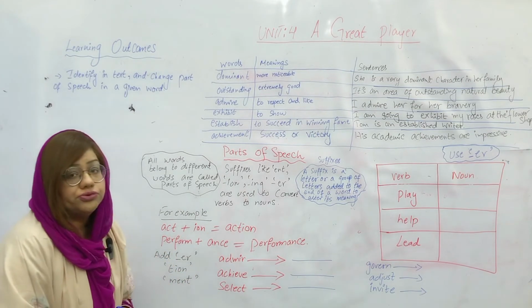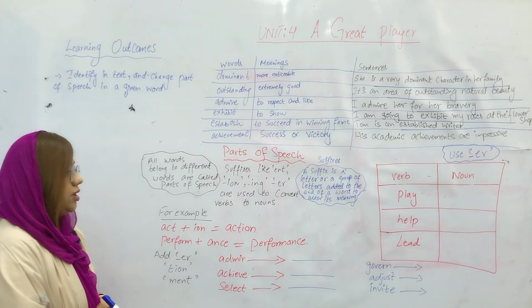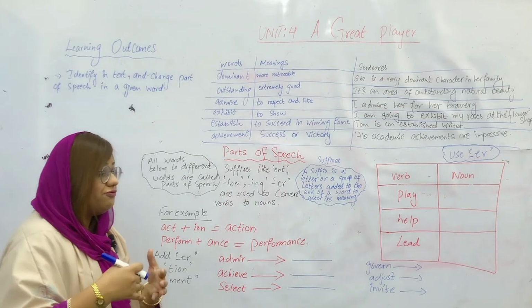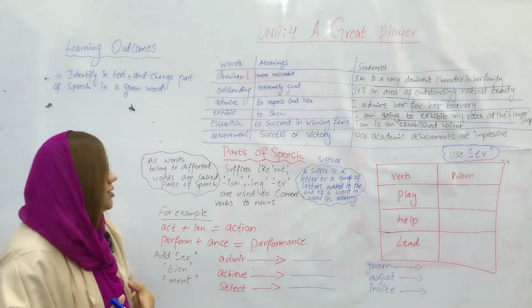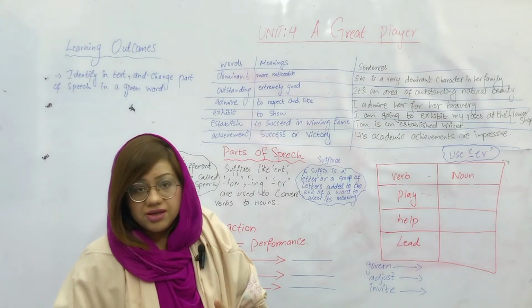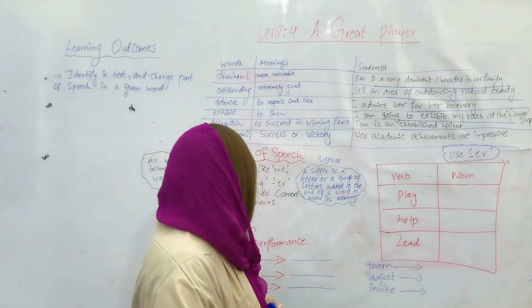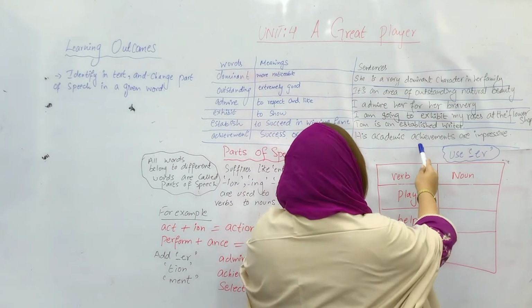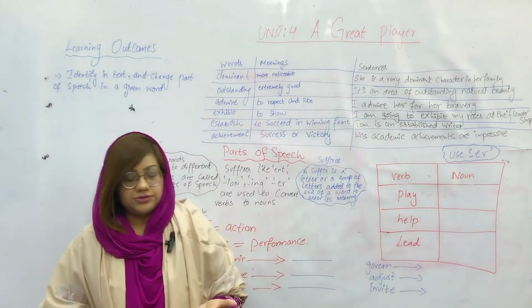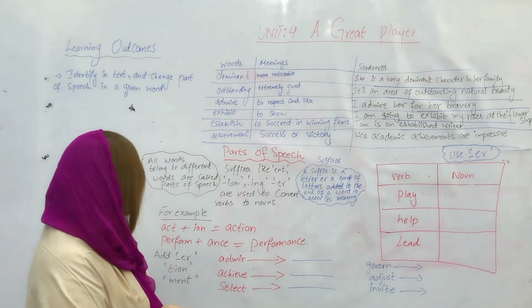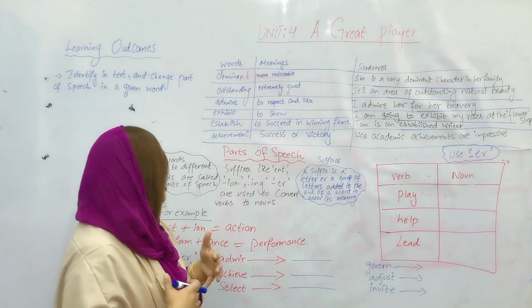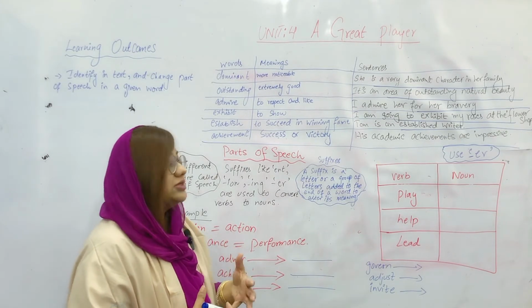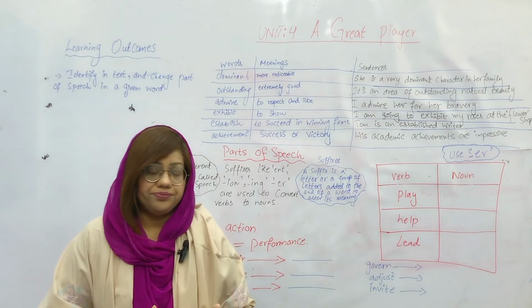Okay, let's move to achievement. Achievements are some kind of victory and some kind of success. Now, his academic achievements are impressive. So that means their academic success, their victory, is very impressive.